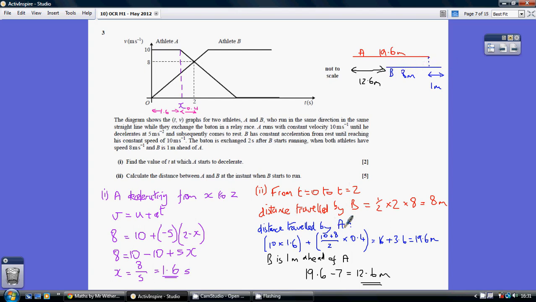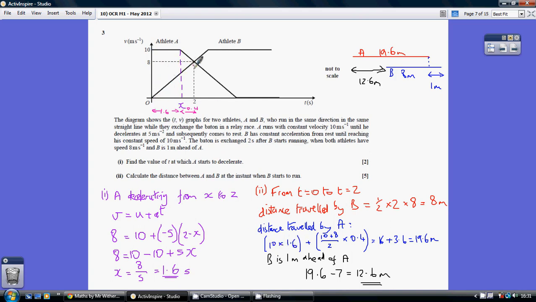Now distance travelled by A. So this is this area here under the graph. Okay, from here to here to here to here to here. So this comprises a rectangle and a trapezium. So the rectangle has got a base of 1.6, because we've now worked out that x is 1.6, and a height of 10. So that rectangle is this bit.